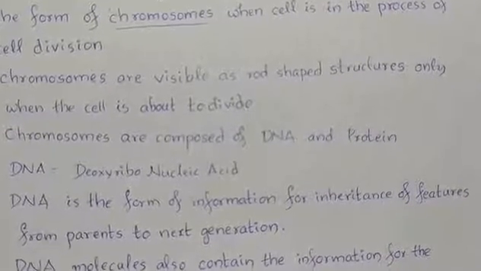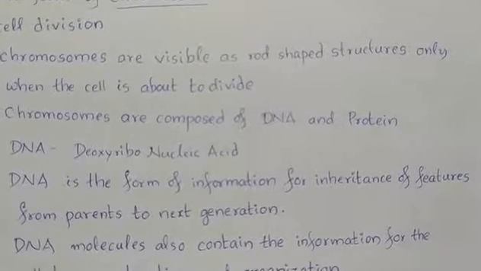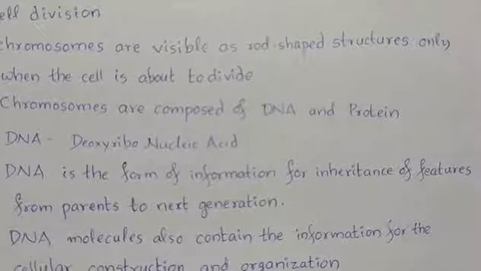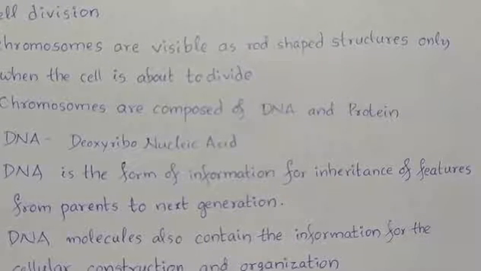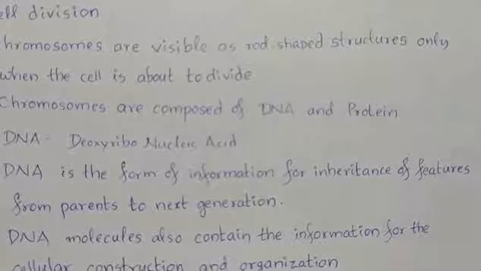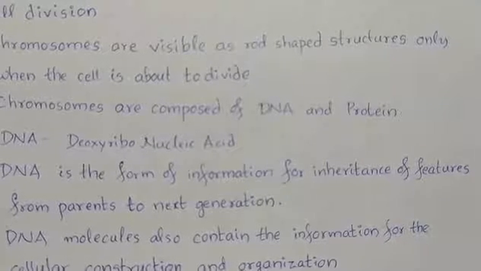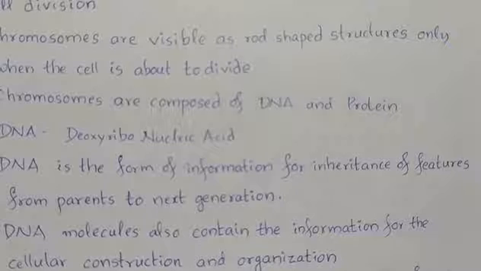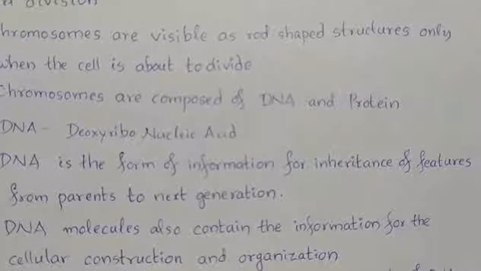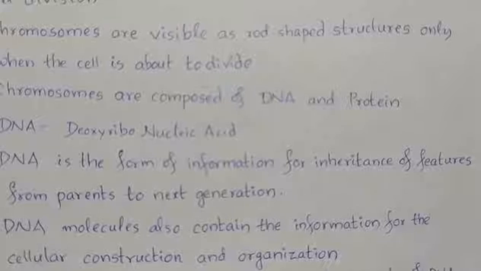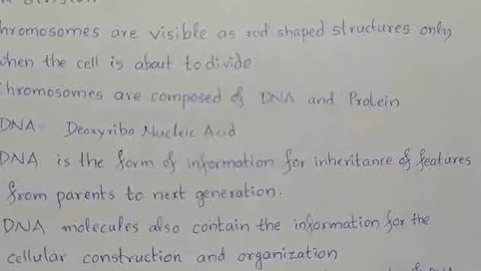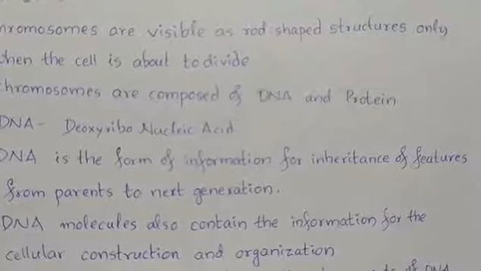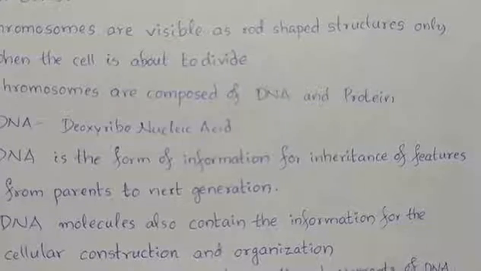DNA molecules also contain the information for cellular construction and organization. DNA is the form of information for inheritance of features from parents to the next generation. Along with that, DNA molecules also contain the information for cellular construction and organization. Using this information, certain molecules are synthesized. Using those molecules, the cellular structure is constructed and organization is made. Such DNA molecules are known as functional molecules.